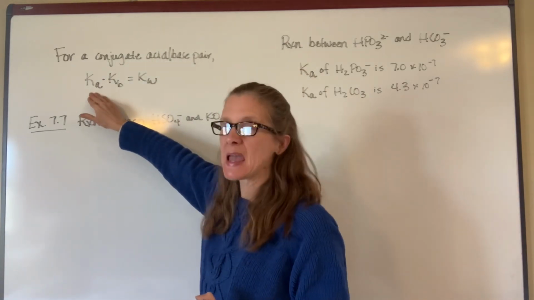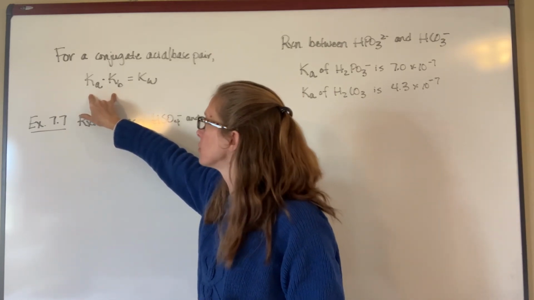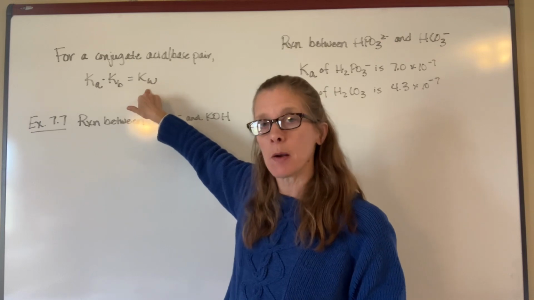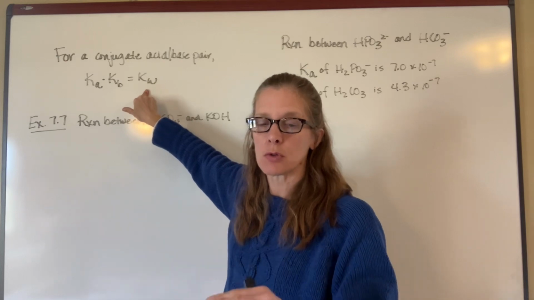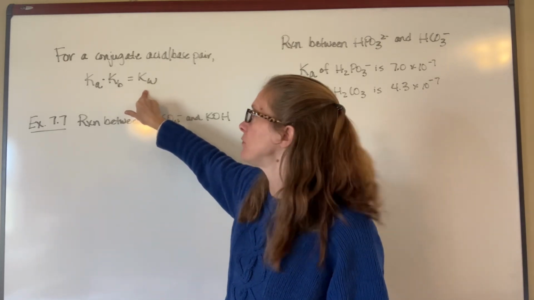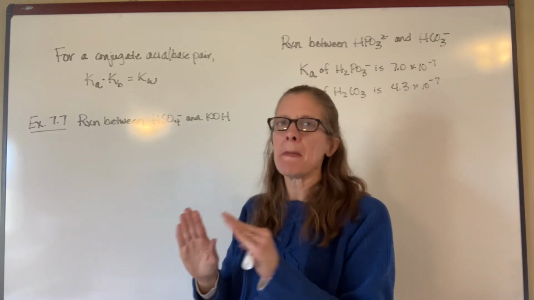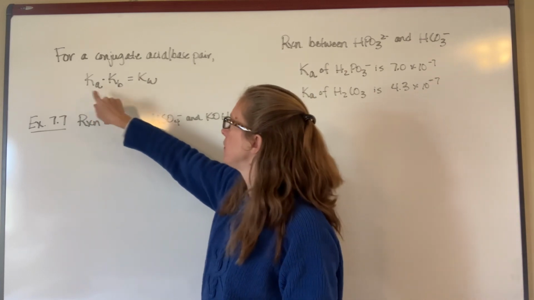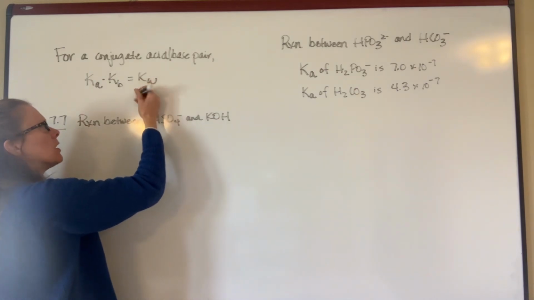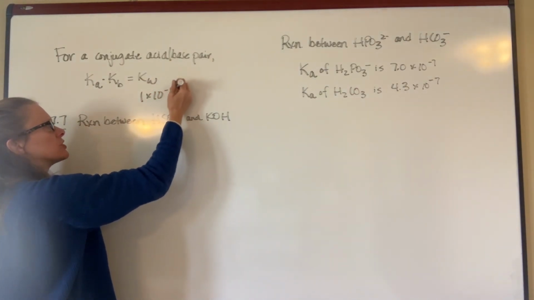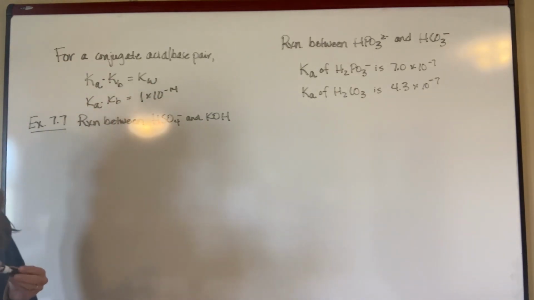Whenever I take the Ka and the Kb for a conjugate acid-base pair and multiply them together, it's going to give me Kw, which is the water ionization constant, 1 times 10 to the minus 14th, that you learned when we talked about pH before. Okay, so this is the relationship between the two. Strictly from a mathematical perspective, Kw is always 1 times 10 to the minus 14th, always.